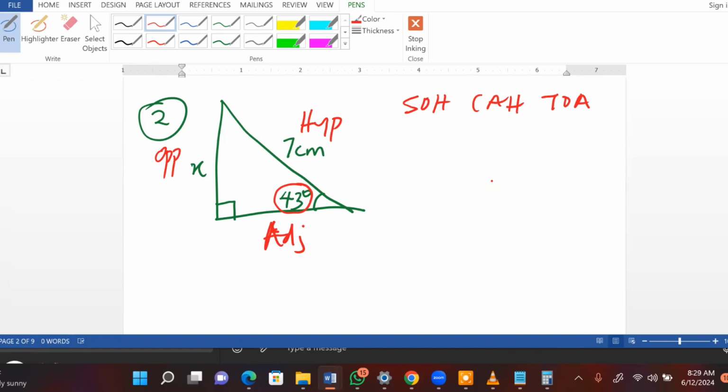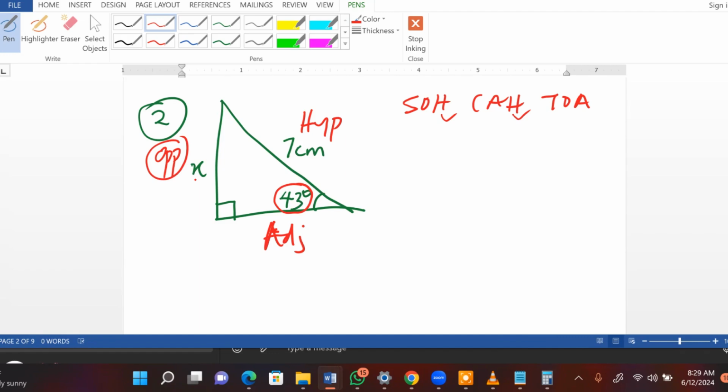Okay, we are given 7 centimeters. That's the height. Hypotenuse. Yes. So which one has it? We have SOH and CAH. Then what else? So that is SOH and CAH. X is what you are looking for. So which of these, SOH and CAH, has the opposite? Because that is what you are looking for.